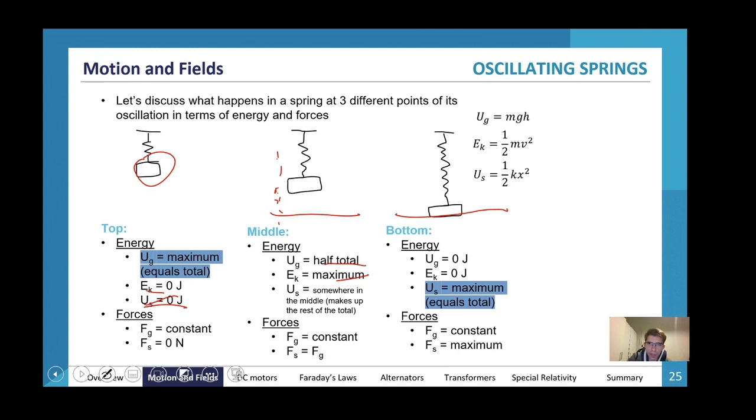So in this setup, you can observe the law of conservation of energy, because all the energy that was stored in the spring at the top in the form of gravitational potential energy has now been transformed into elastic potential energy. And midway through, obviously, transformed into kinetic energy as well.